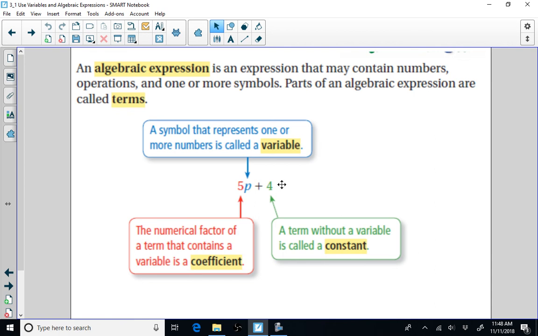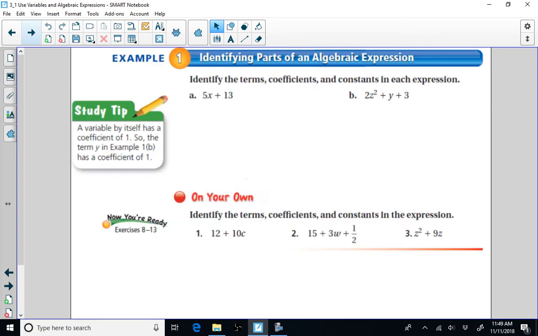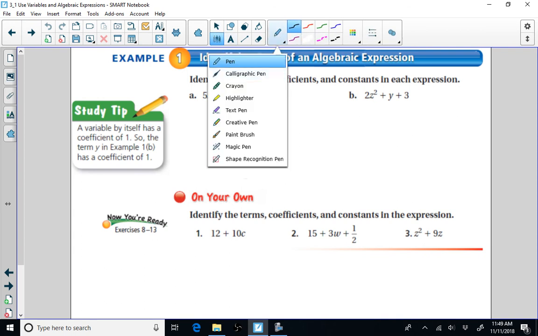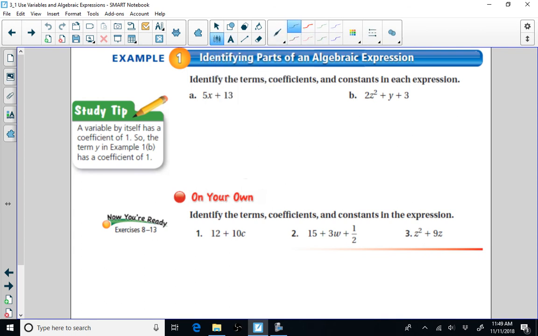Here I have a term without a variable. A term without a variable is called a constant. So in the expression 5p + 4, that 4 is a constant in the expression because that 4 does not have a variable. So if we look at some examples here, we're asked to identify terms, coefficients, and constants in the expression.